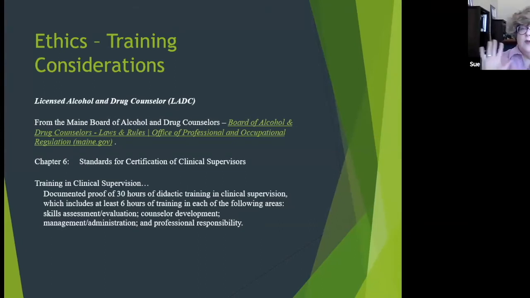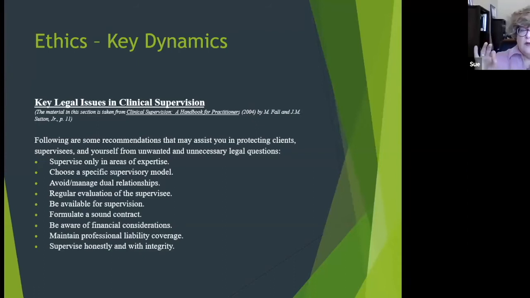So a lot of people may go, okay, why did we talk about all the requirements? It's really to emphasize that ethically, if you're a clinical supervisor, it's beholden upon you to make sure that you're getting the grounding and the training in how to be a clinical supervisor, and that you're keeping that information up to date for yourself. So I just wanted to mention that.